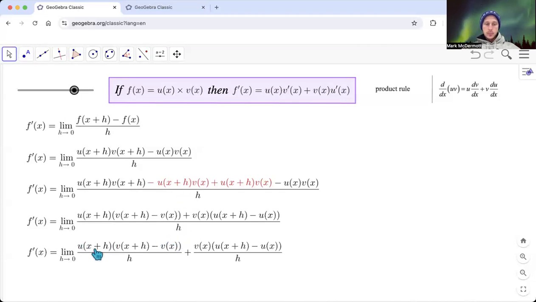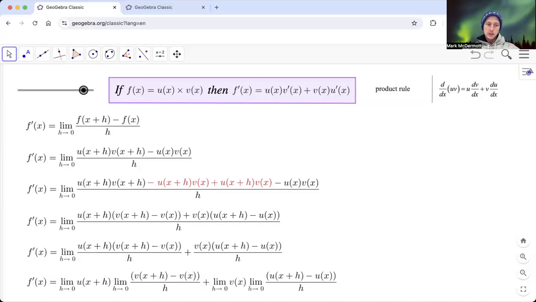And then what we can do is the following. There are a few things about limits we need to know. The first is that the limit of a product is the product of the limits. So what that means is this u of x plus h can come out the front, and we take the limit as h approaches 0 of u of x plus h multiplied by all the other stuff that's left. So you're left with the limit as h approaches 0 of v of x plus h minus v of x all over h.